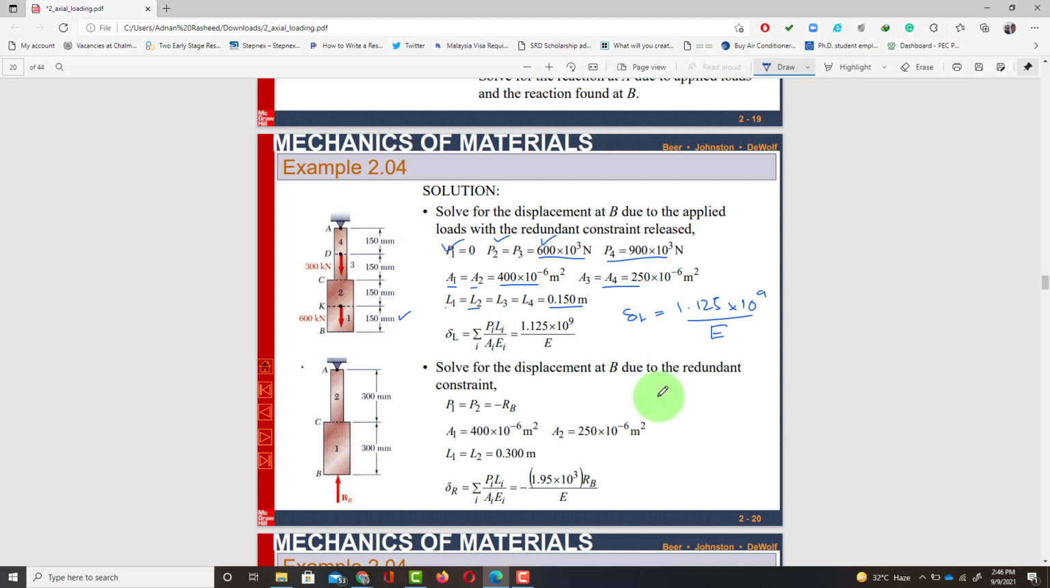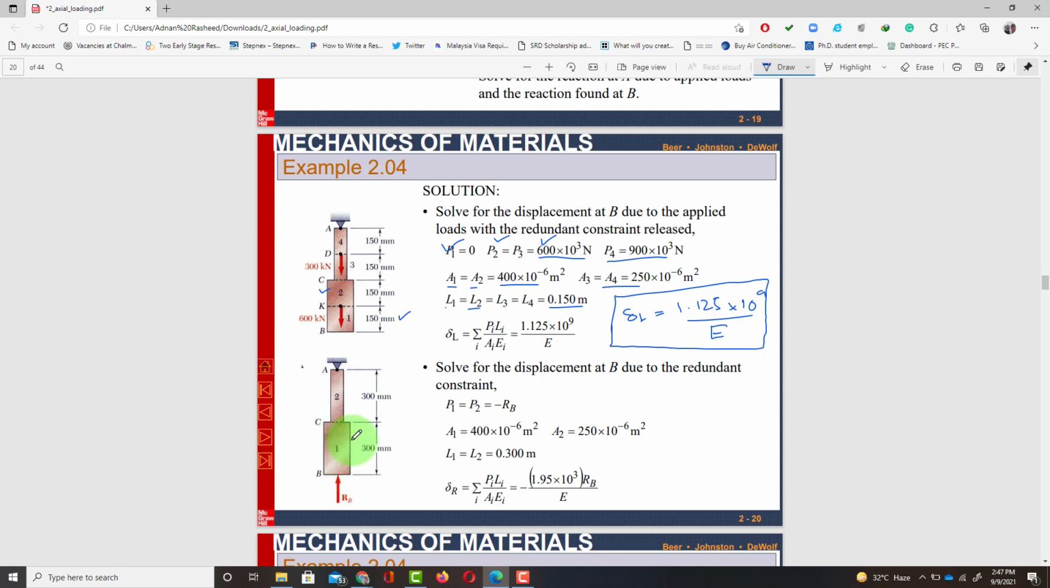Clear? Yes, sir. Now the material is the same. There is nothing mentioned that this is a different material, so we consider that E is the same. Clear? Now this is sigma L, also the elongation. Also, we note that if you neglect these forces and choose the second scenario, in which reaction forces are available.